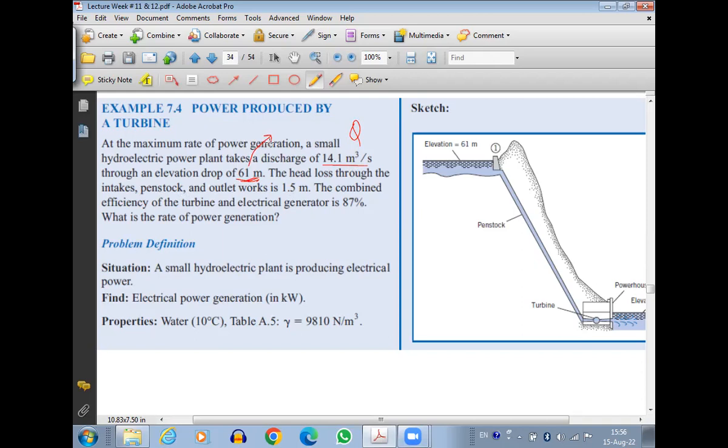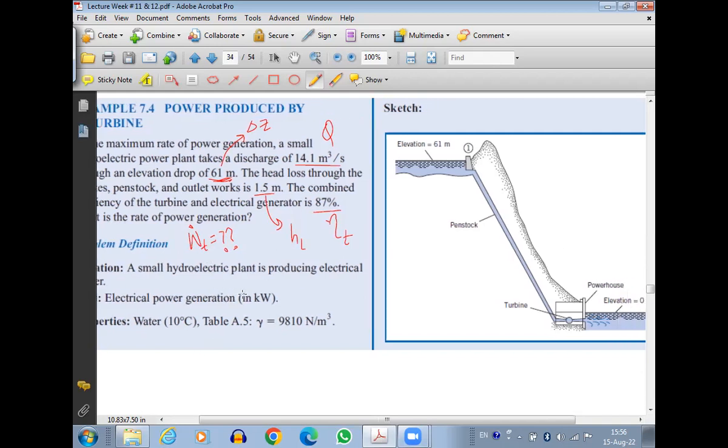So that's elevation drop, delta Z. The head loss through the intakes, penstock, and outlet works is 1.5 meters. So that's the head loss, HL. The combined efficiency of the turbine and electrical generator is 87%. What is the rate of power generation? So we need to find out how much is the power generated. So it's W dot turbine, the power generation by the turbine. This is what we need to find out.